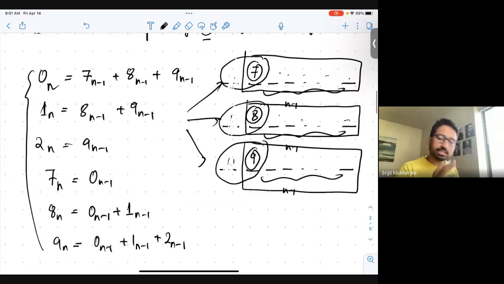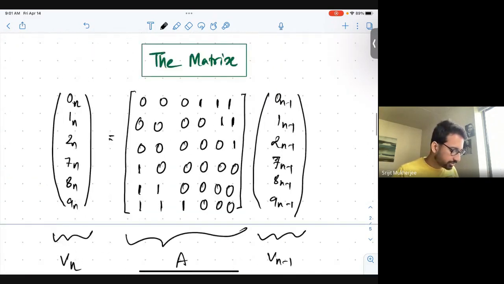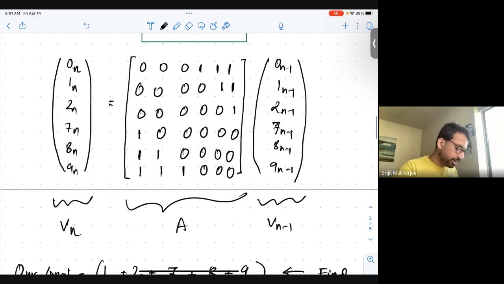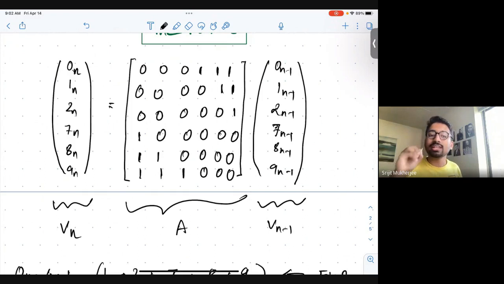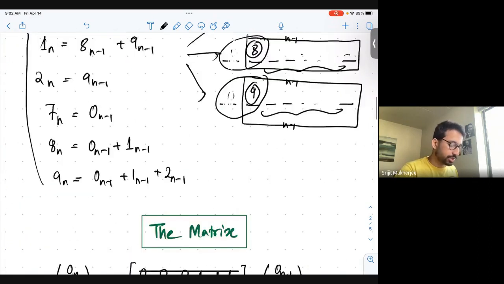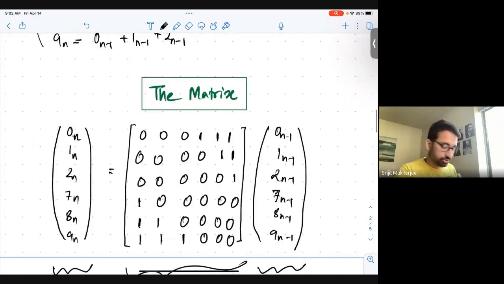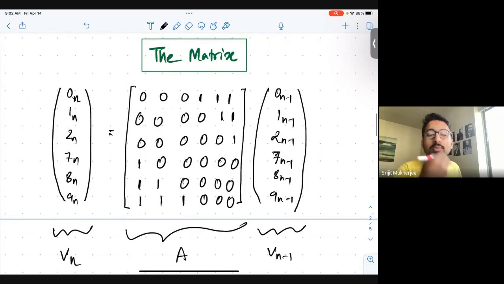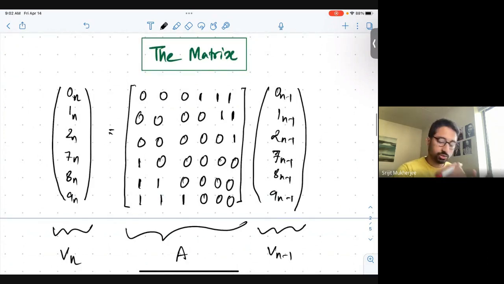How? Imagine this is a set of linear equations, right? So now observe, if you take a vector Vn equal to 0n, 1n, 2n, 7n, 8n, and 9n, and Vn minus 1 will correspond to 0n minus 1, 1n minus 1, 2n minus 1, 7n minus 1, 8n minus 1, 9n minus 1. Observe that you can write this entire set of linear equations in the form of a matrix. And that turns out to be this matrix.